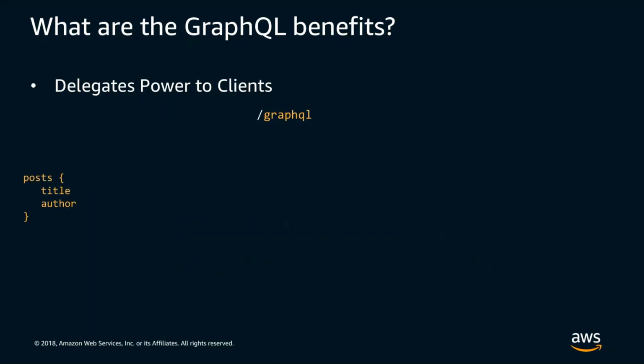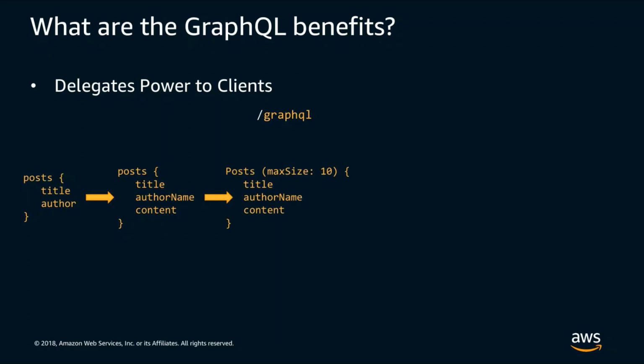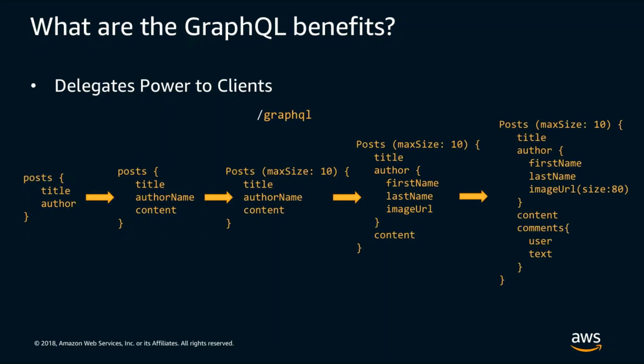And between the clients, you can start off by just saying post with title and author, and then if your client has more real estate, you can add additional fields in the request body by just specifying, in this particular case, content. You can have pagination as a property of the request, or you can expand on the author where you're requesting the first name, last name, and the image URL. And you can even go so far as to say that I want the image of the author to be 80 pixels or something, and also request content and comments and things like that.